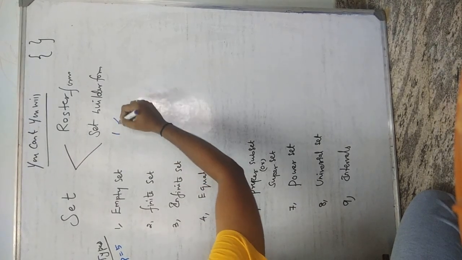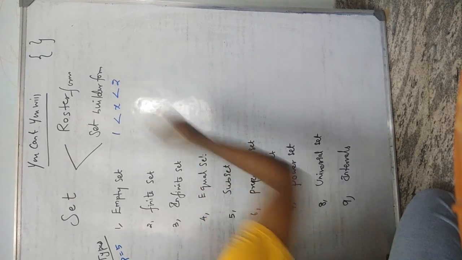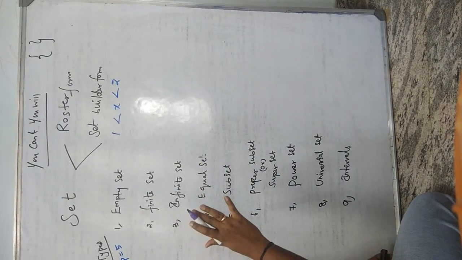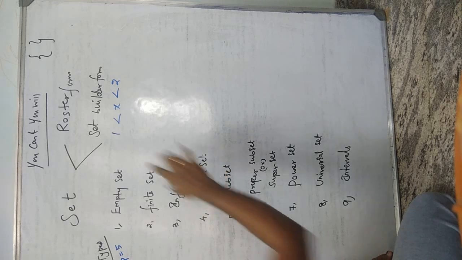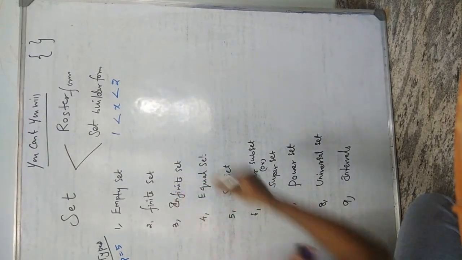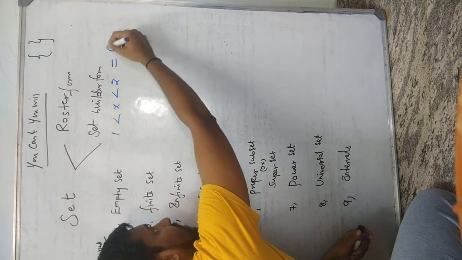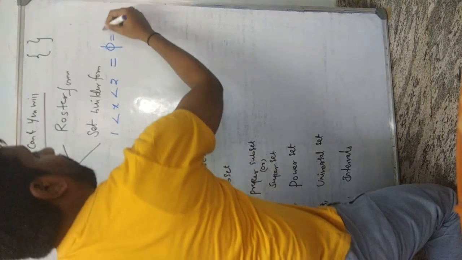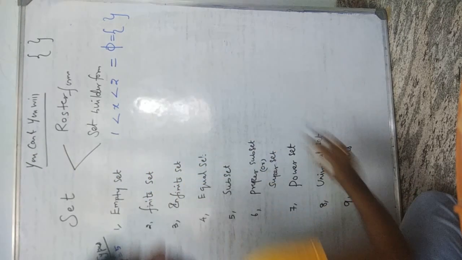Is there any natural number between 1 and 2? Natural numbers do not include decimals. So 1, 2, 3, 4. So I'm asking, is there any natural number between 1 and 2? There is no natural number. So you have to put that as a null set; you can write it like this also.